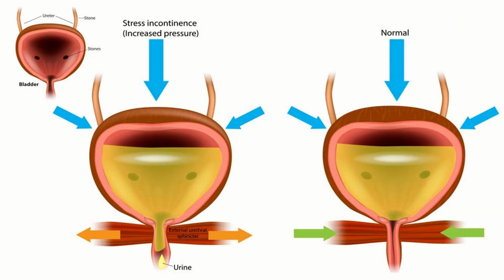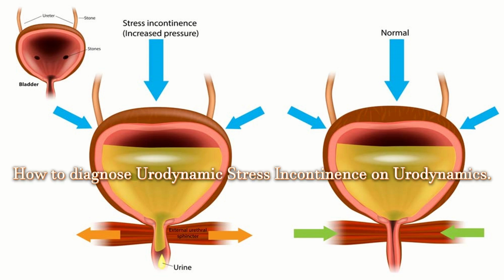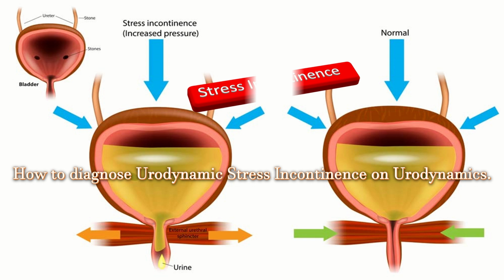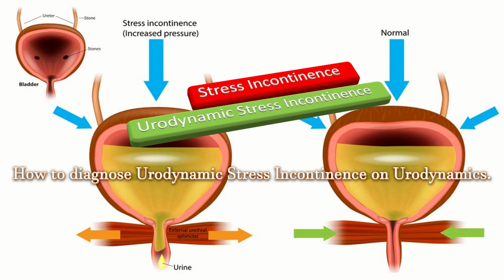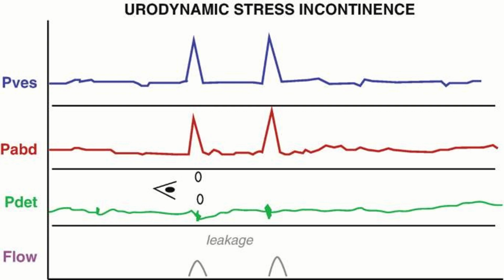Now, how to diagnose urodynamic stress incontinence? Stress incontinence is involuntary loss of urine that occurs when physical forces on the bladder are increased during physical movement of the body. In contrast, urodynamic stress incontinence is defined as involuntary leakage of urine during increased abdominal pressure in the absence of a detrusor contraction. It means when the stress incontinence is confirmed on urodynamics, it is called urodynamic stress incontinence.